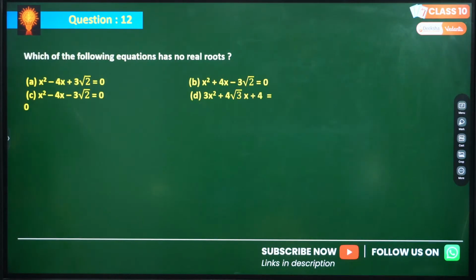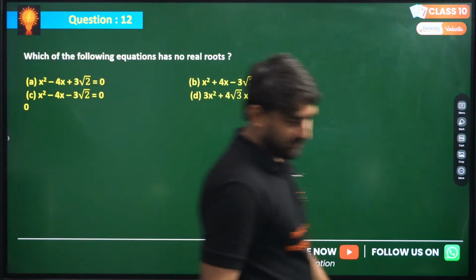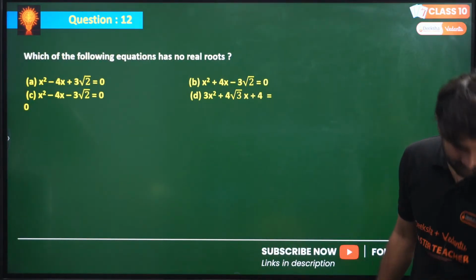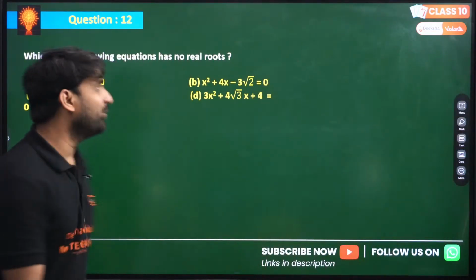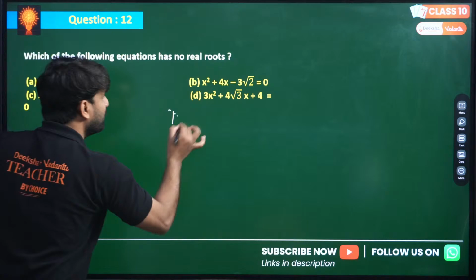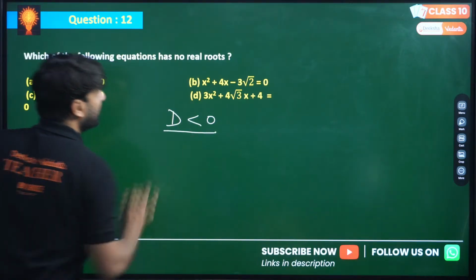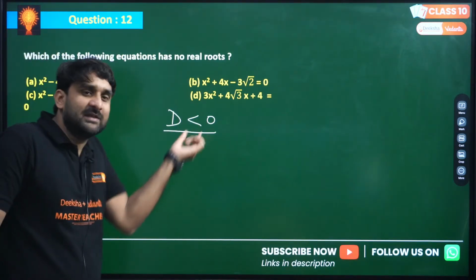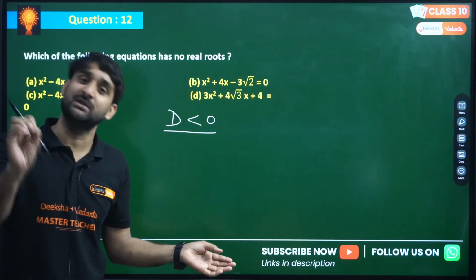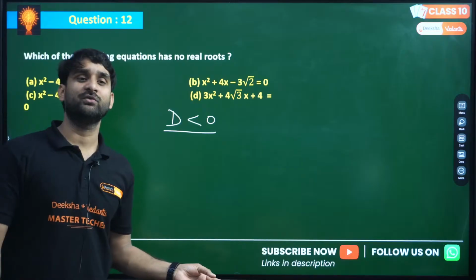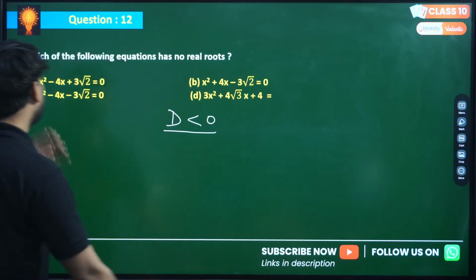Question number 12. Look at question number 12. Which of the following equations has no real roots? You all know no real roots. For non-real roots, D must be negative. If D is less than 0, meaning the discriminant has a negative value, then the quadratic equation will have no real roots. So find out the D.